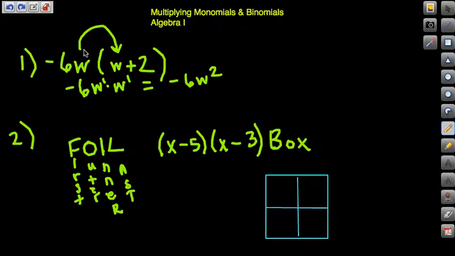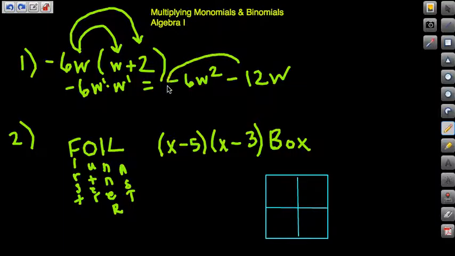And then we also distribute that negative 6w with the 2. So negative 6w times 2 would be negative 12w. And that is our simplified version of that. So we would get negative 6w squared minus 12w.